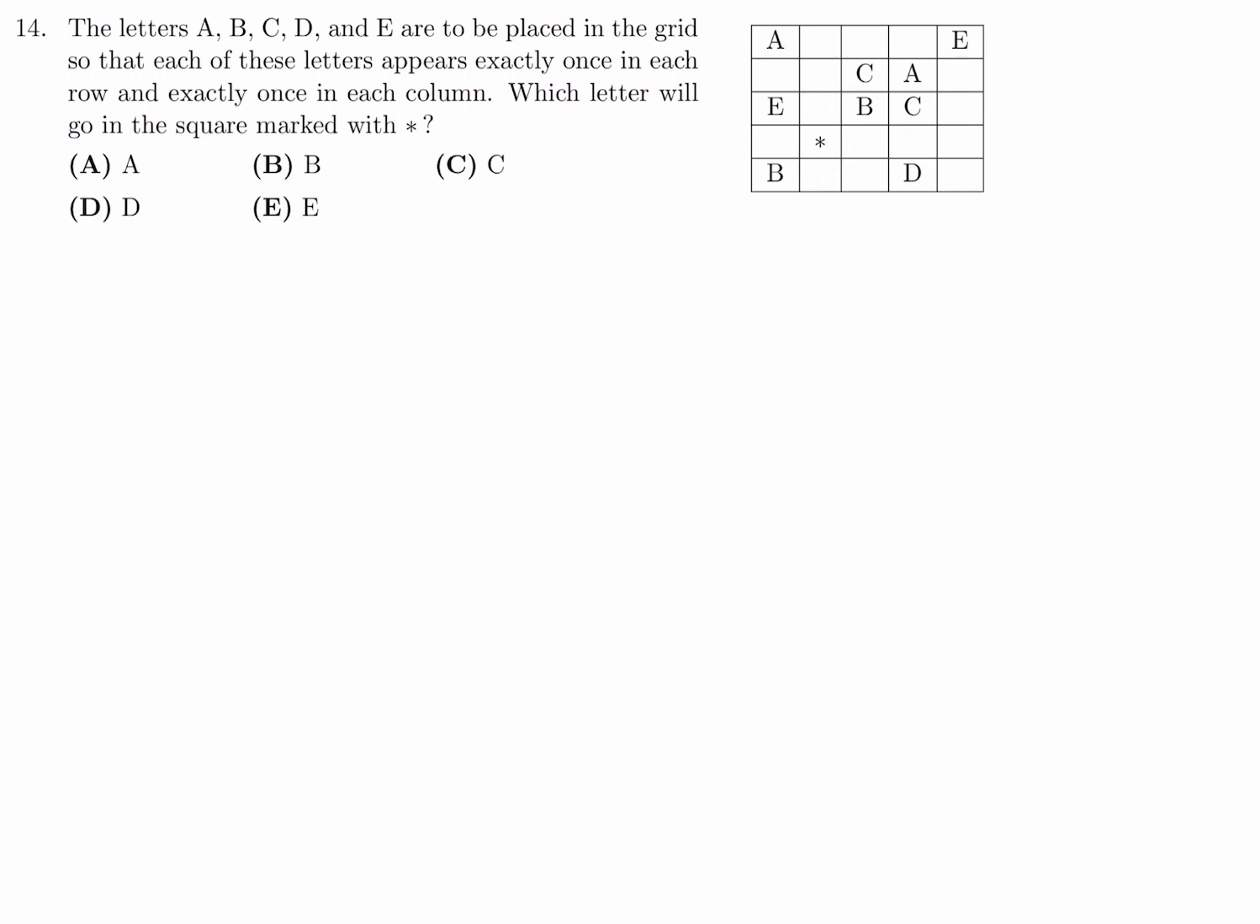The letters A, B, C, D, E are to be placed in the grid so that each of these letters appears exactly once in each of the rows and each of the columns. Which letter goes into the square marked with a star?